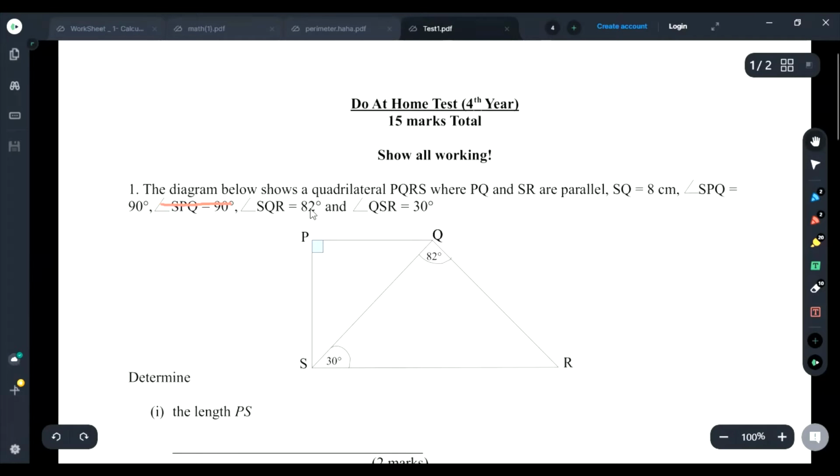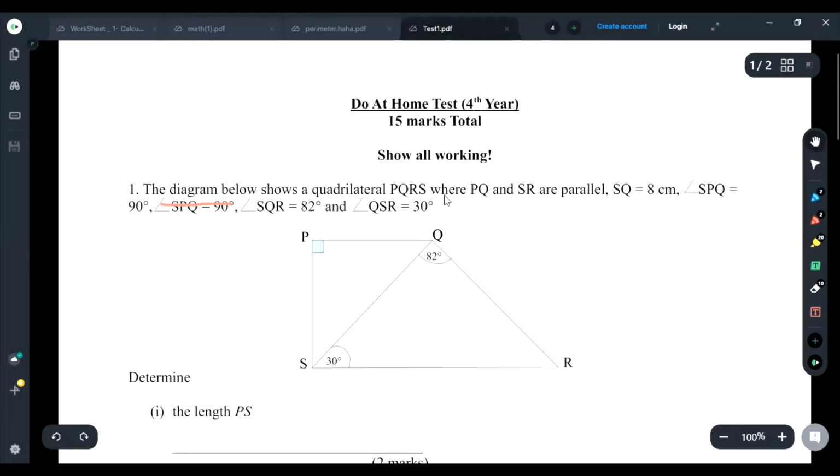It says the diagram below shows a quadrilateral PQRS. Now, what's the name of this quadrilateral? This four-sided shape. There's a specific name that it has. Does anybody know the name of this shape? Starts with a T. Trapezium, sir? That's right. All right. Let's continue.